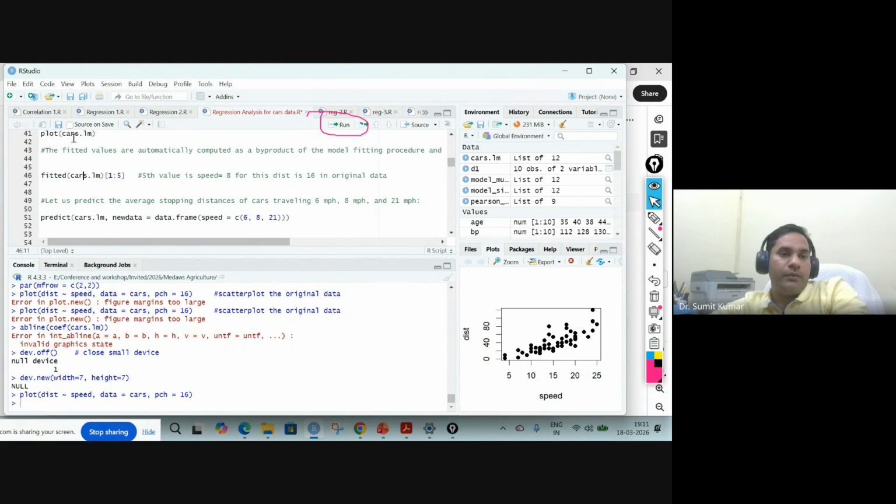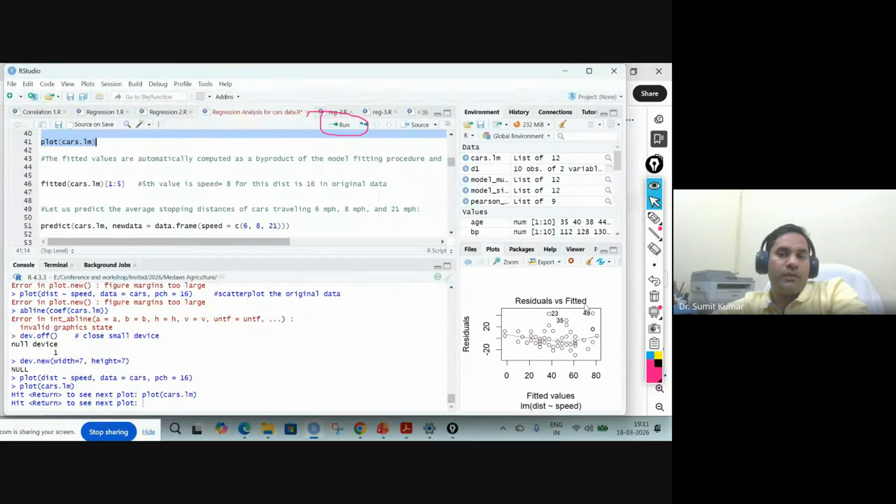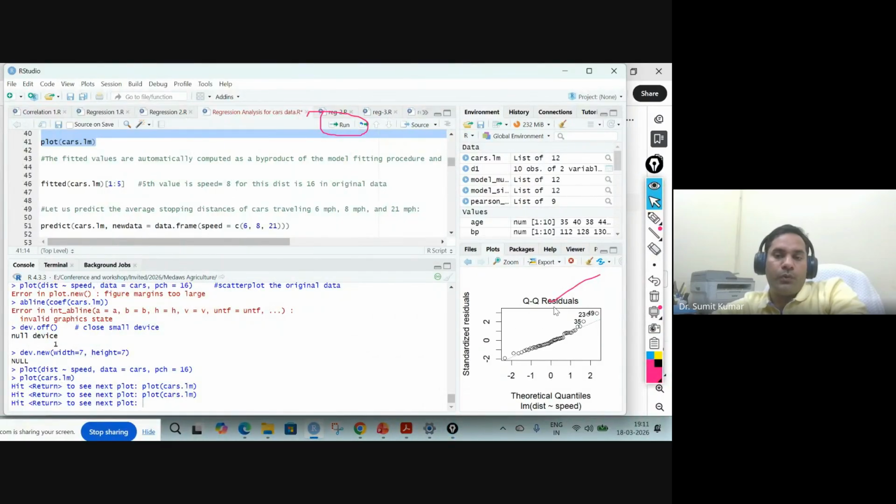So these are the fitted values you can see. Okay, this is the residual versus fitted values, meaning whatever the fitted values are and whatever the residual values, you will see in this graph. Next, if you run this again, you will get the QQ plot, meaning whatever the error terms are, it will show whether they are normal or not. You will see here 35, 23, 49. These are the outliers. Somewhere normality is not holding.